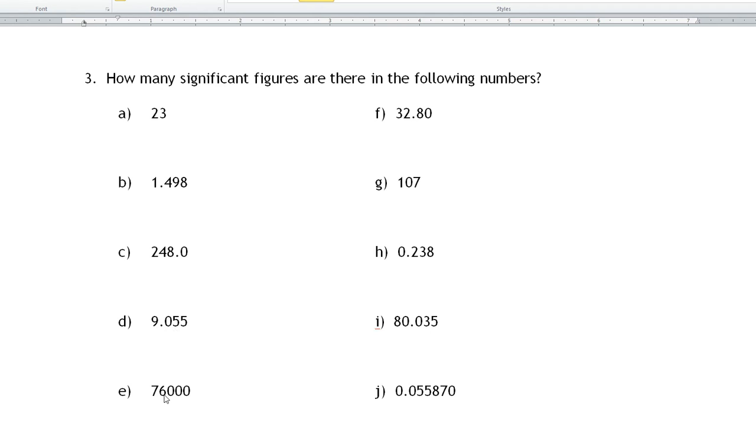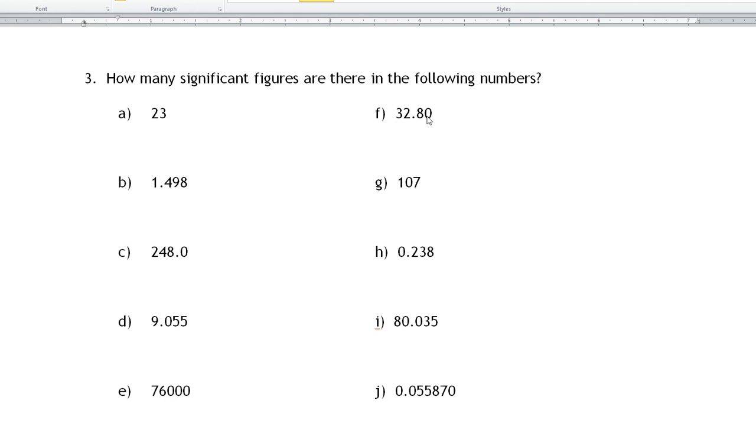E, now with E I have 76,000, but since there is no decimal, and these are trailing zeros, I do not count them. So I only have 2 significant figures for E. Now, if I were to put a decimal there, then all 5 would be significant. But since there isn't a decimal, I assume that these last 3 are estimated. So my only significant figures are 7 and 6.